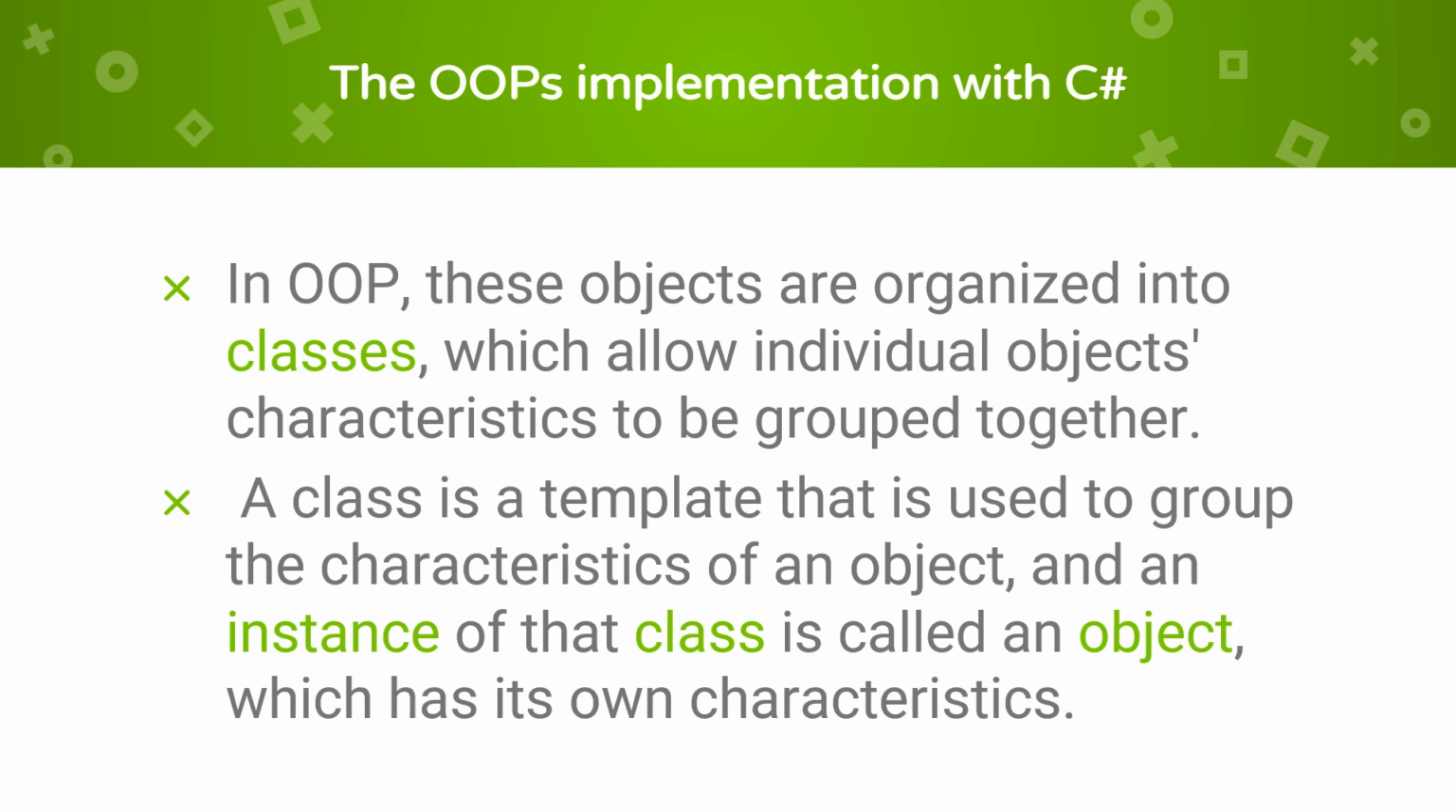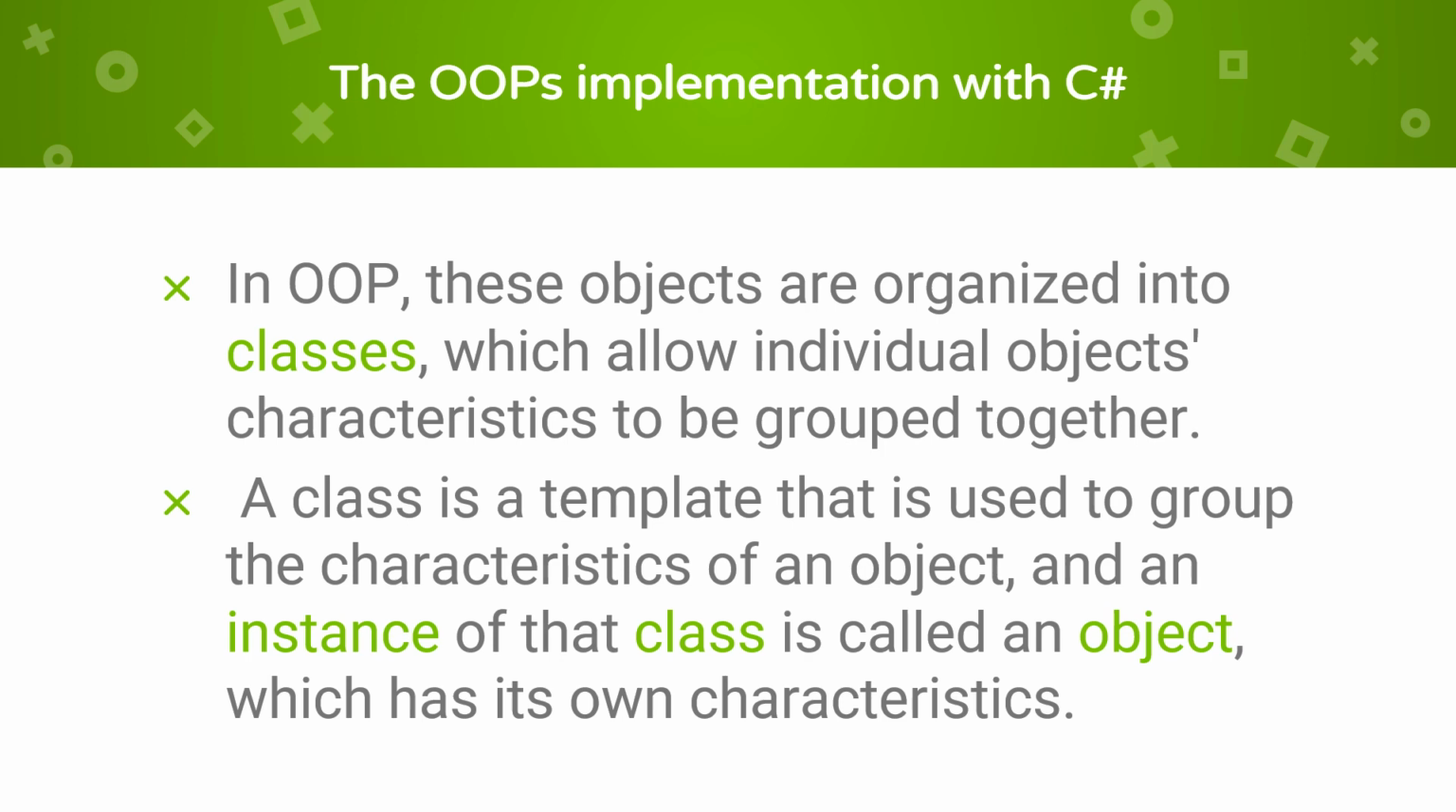Okay, let's check how we can implement object-oriented programming with the help of the C# programming language. As we know, C# is also an object-oriented programming language. So in C#, the objects are organized in the form of classes and structures, which allow individual object characteristics to be grouped together.